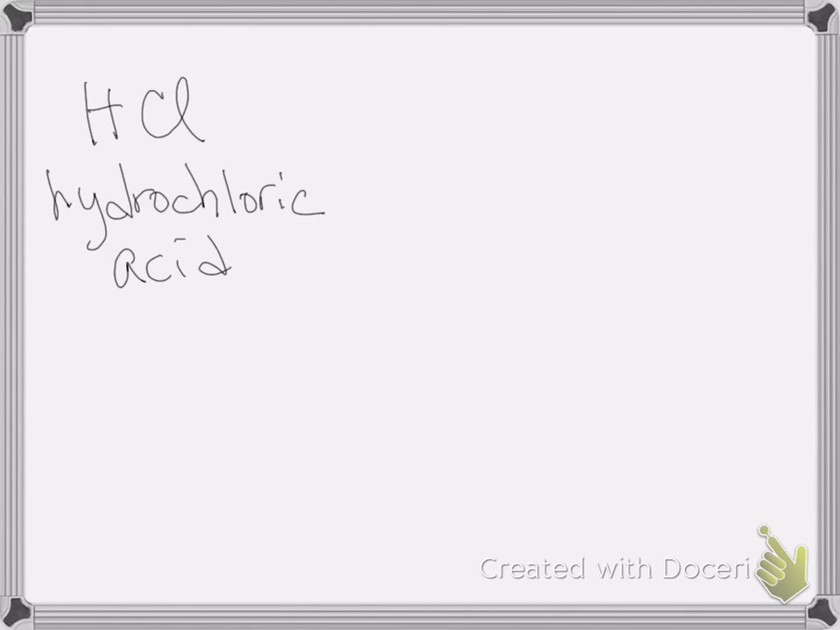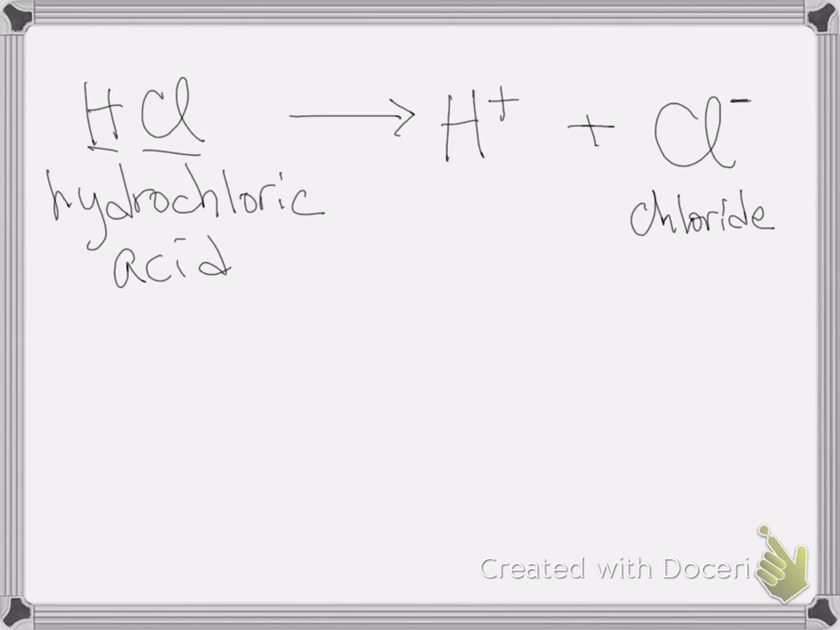What's the formula? HCl. Cl is chlorine, or chloride in this case, because it's an ion. So what's it going to dissociate into? Hydrogen ion and a chloride ion. Okay? So we've met some acids, a few, not many, but a few.